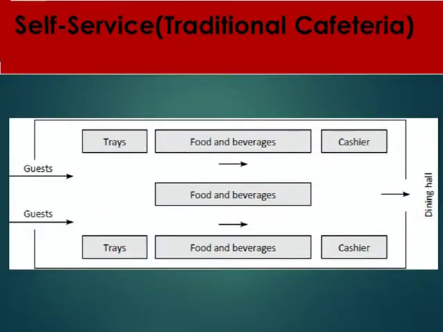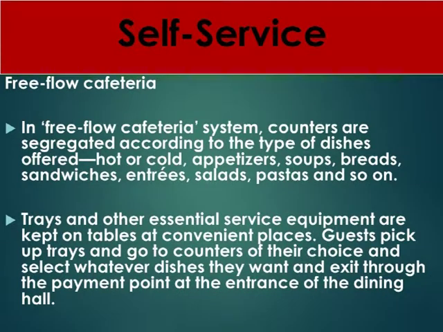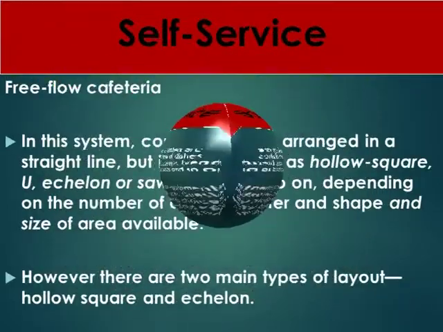Self-service. Free-flow cafeteria. In free-flow cafeteria system, counters are segregated according to the type of dishes offered: hot or cold, appetizers, soups, breads, sandwiches, entrees, salads, pastas and so on. Trays and other essential service equipment are kept on tables at convenient places. Guests pick up trays and go to counters of their choice and select whatever dishes they want and exit through the payment point at the entrance of the dining hall.